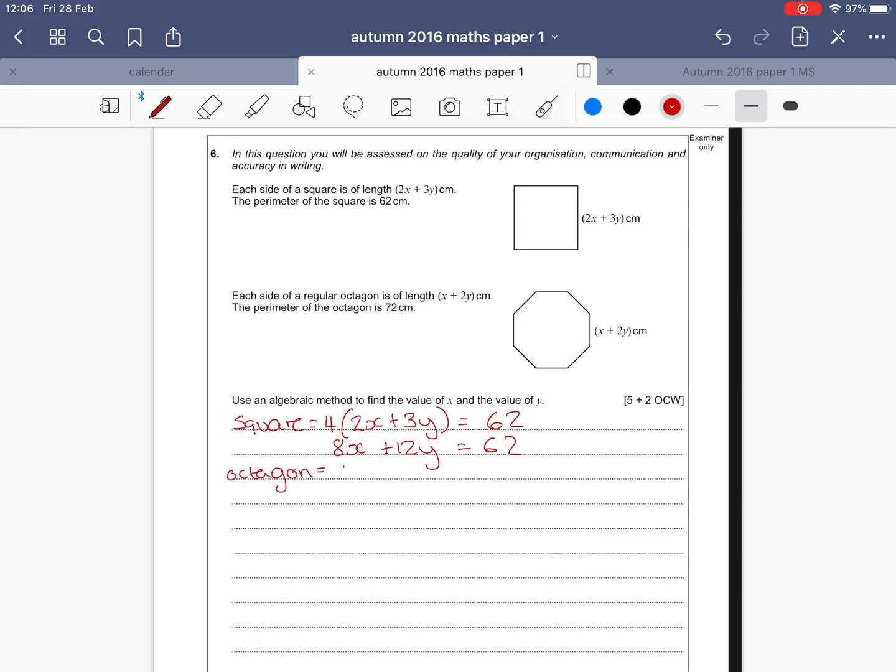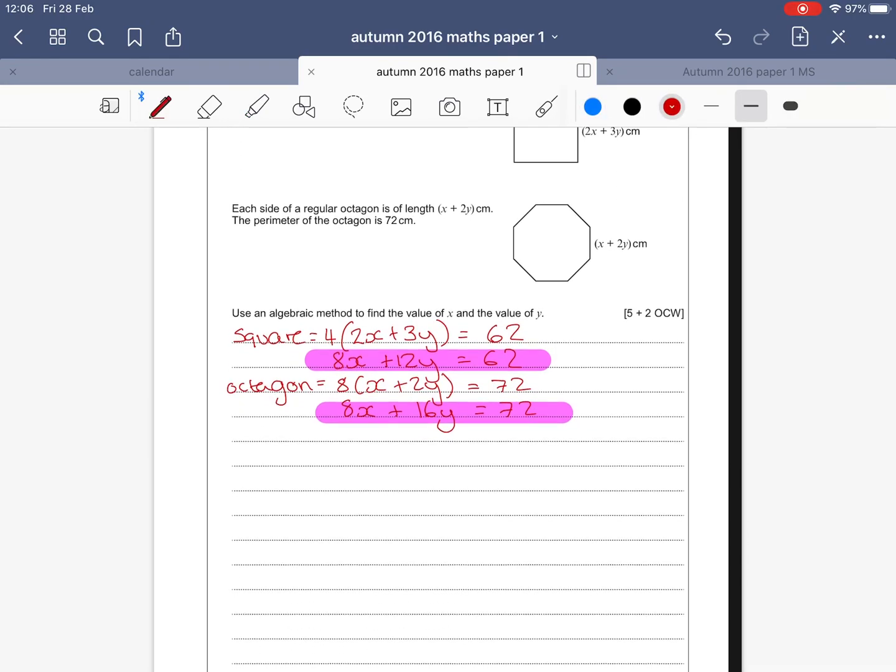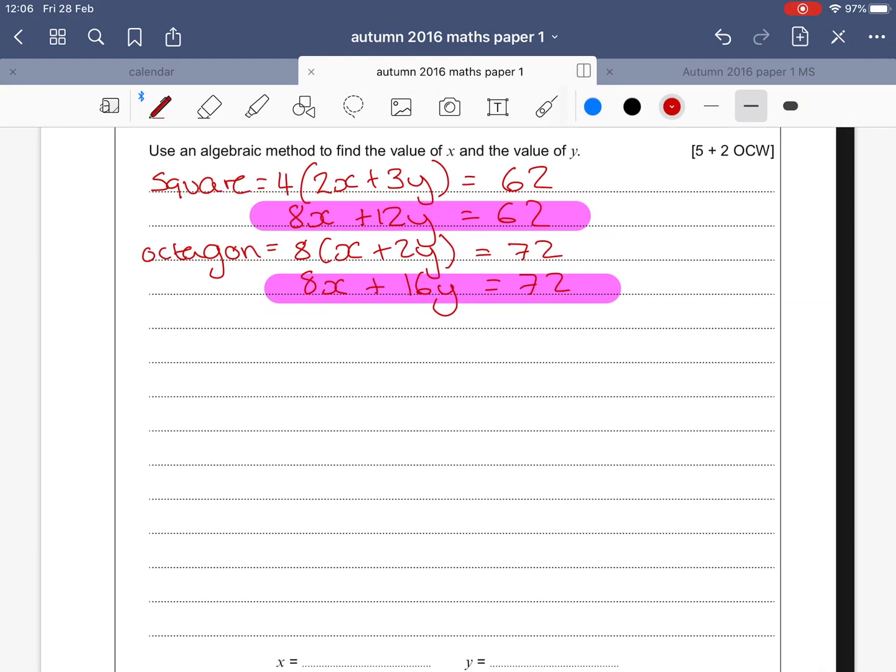With our octagon, we've got 8 sides. So one side is x plus 2y, and the perimeter is 72. The perimeter is obviously adding up all the sides. That's why I times it by 4 and 8. So if I times this one by 8, I get 8x plus 16y equals 72. I've got 2 equations now that I would need to solve to find our values for x and y. So this is simultaneous equations. If I write them again, I've got 8x plus 12y equals 62, and the other one is 8x plus 16y is 72.